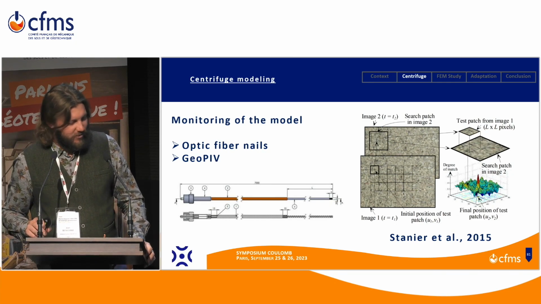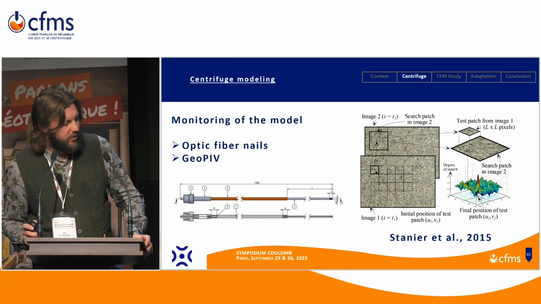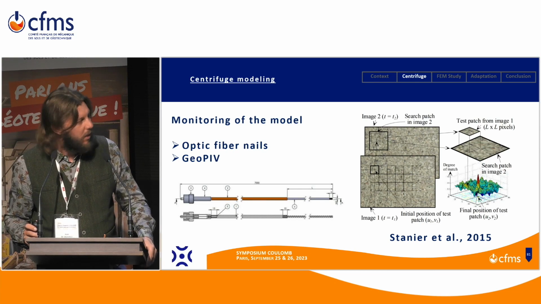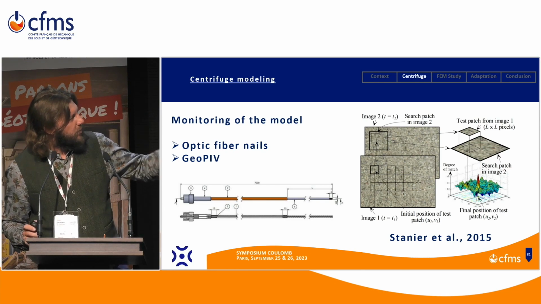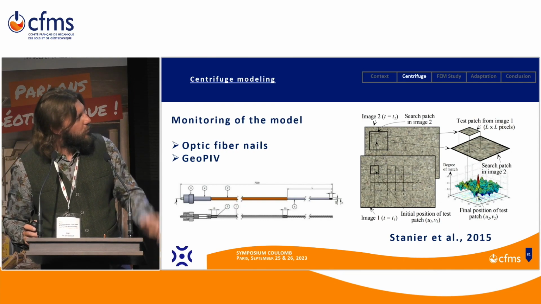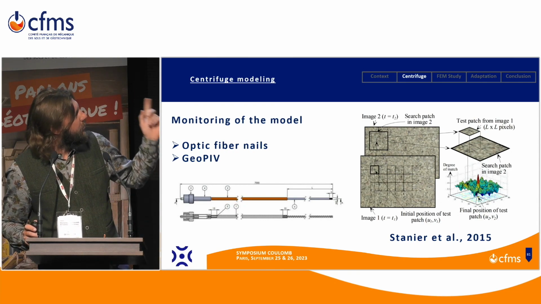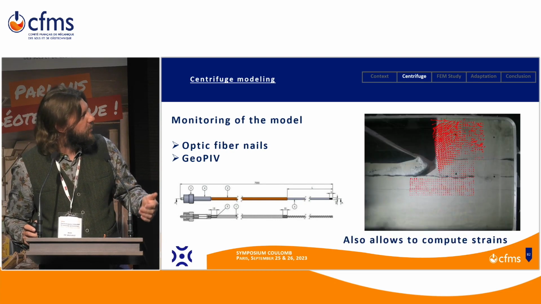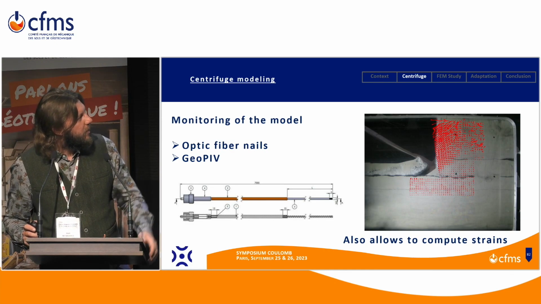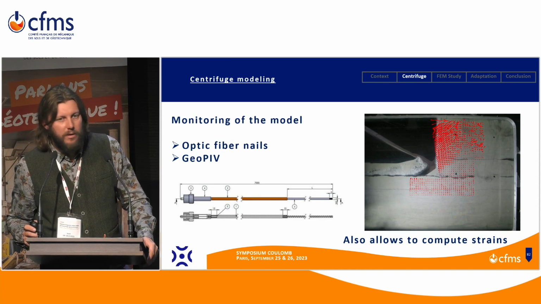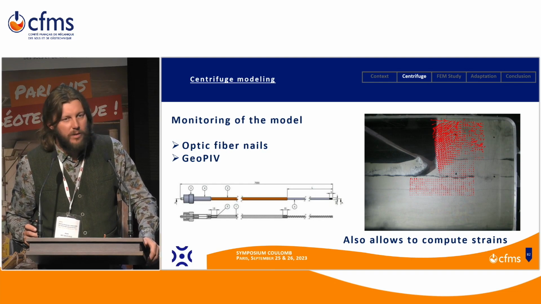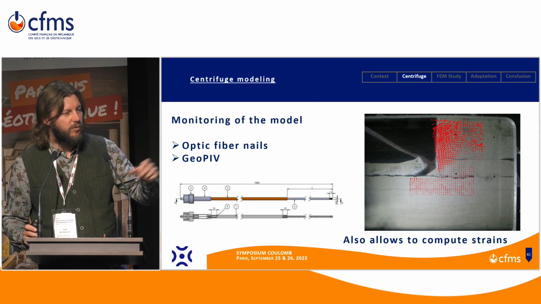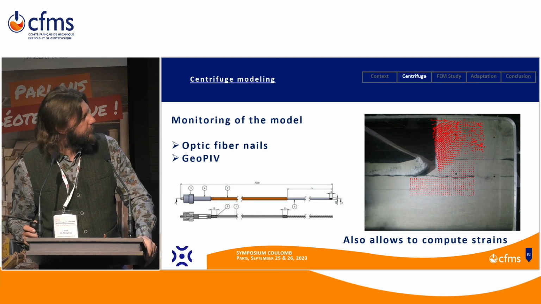So just talking about the monitoring, we used optic fiber in the nails and digital image correlation of the soil. So we had a translucent glass to take pictures of the soil. This GeoPIV process, developed by Stanier et al., allows us to know the displacement of the soil, the displacement field, and also to compute the strains by derivation of the displacement. The strains are also corrected during the process of digital image correlation.